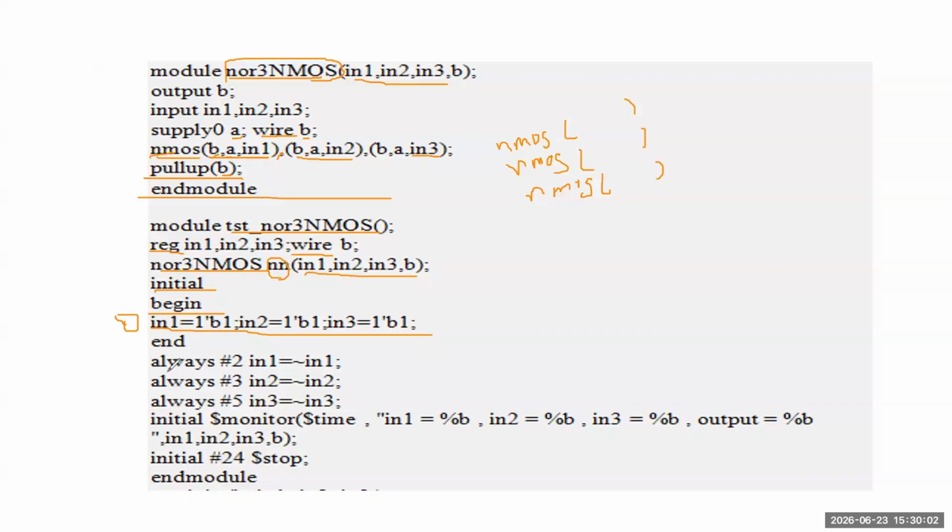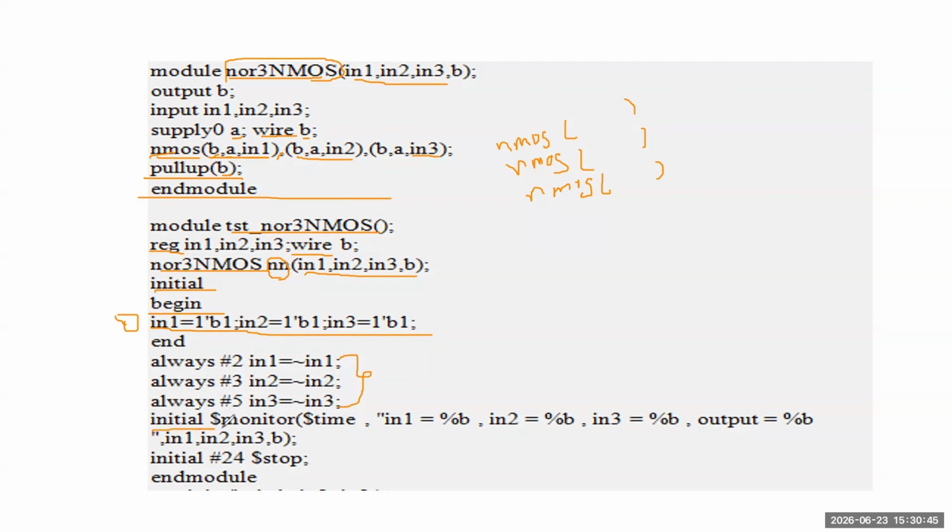Then end. We are using the always statement. 3 always statements are used. All the always statements, if you are going to use more than one always statement, all the always statements run concurrently. Run concurrently means parallelly. So always #2 means for every 2 nanoseconds, the in1 is going to be complemented. As already said, the always blocks run parallelly, means for every 3 nanoseconds, in2 is going to be complemented, and for every 5 nanoseconds, in3 is going to be complemented.